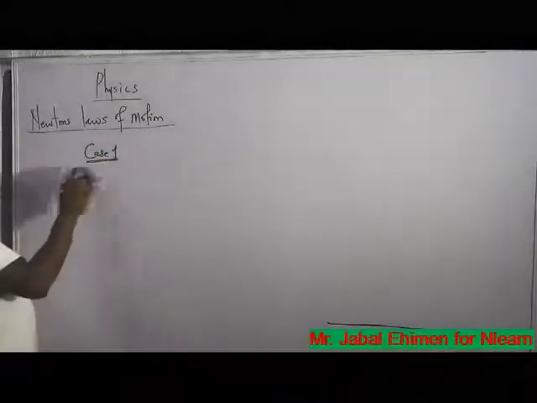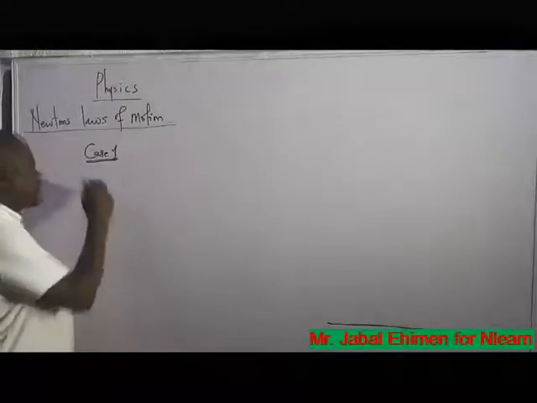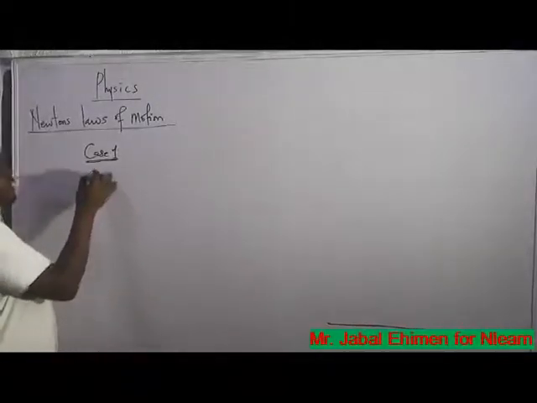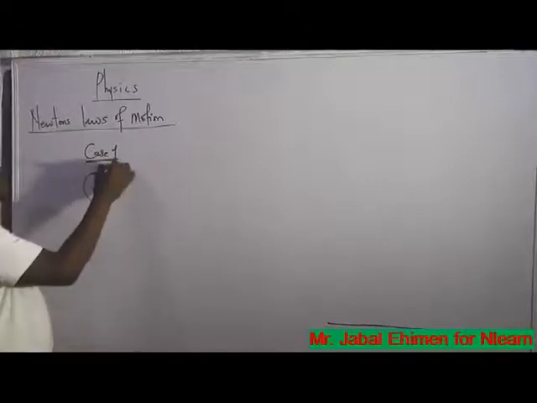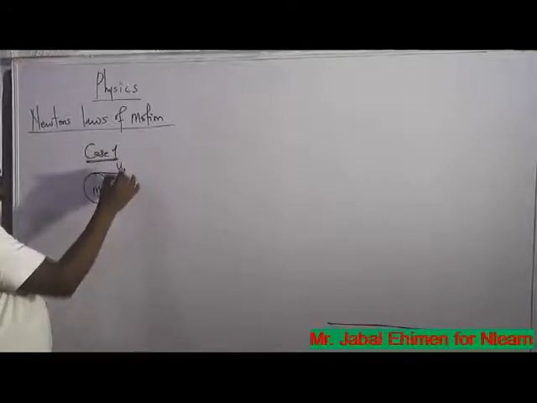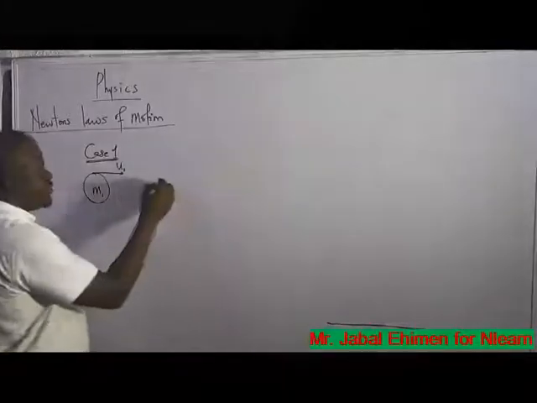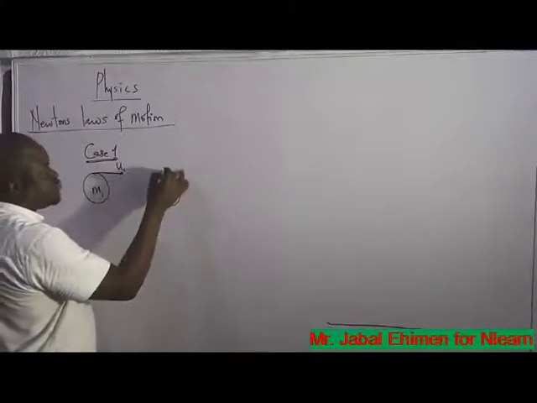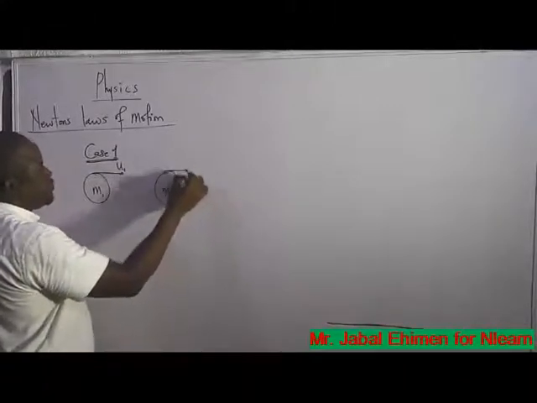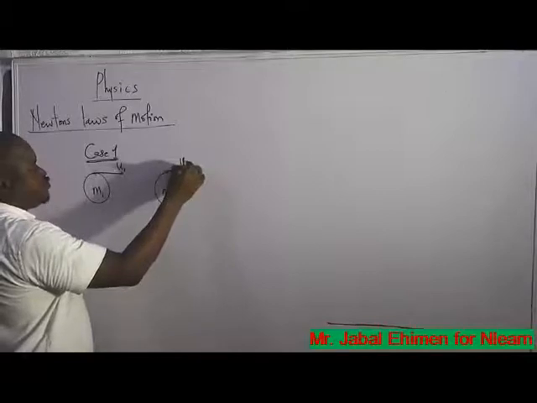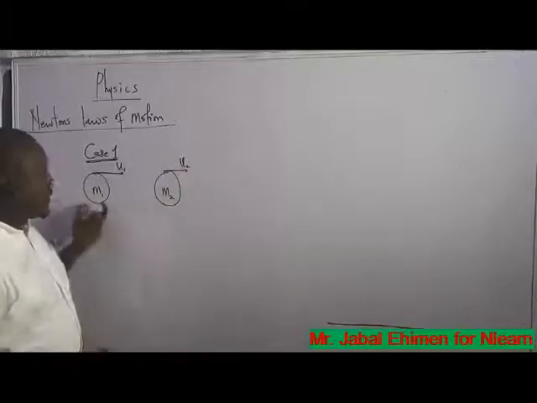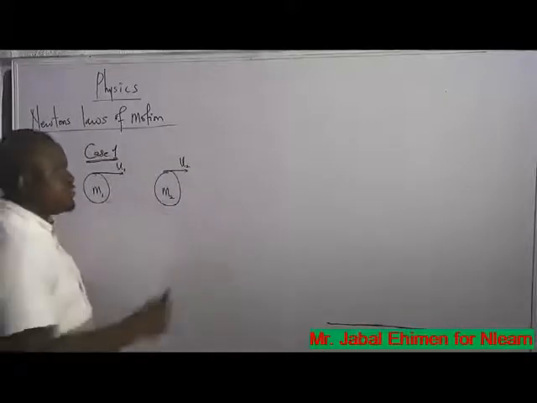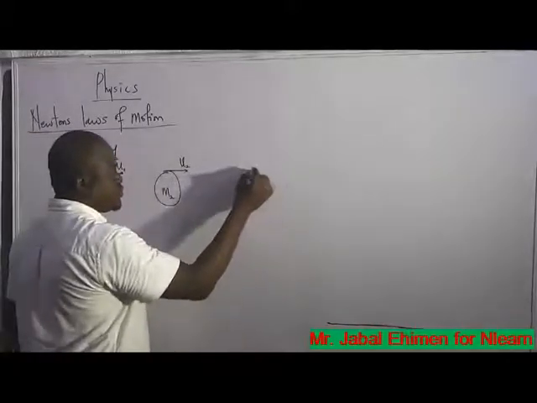In case 1, let's assume that a body is m1 and is moving in this direction with an initial velocity u1. And another body is m2 and is moving with an initial velocity u2. But they are moving in the same direction. If they collide with each other, something will happen.